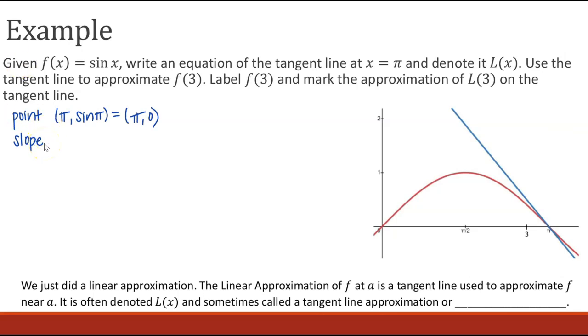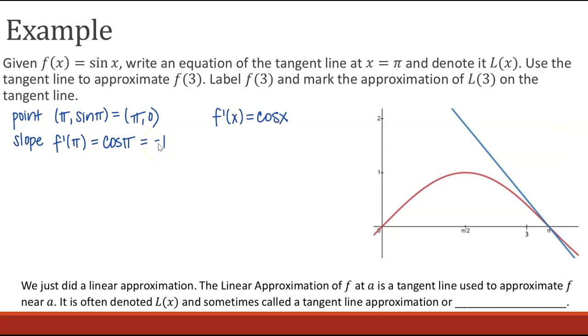And our slope is going to be f prime of pi, the derivative evaluated at pi. So we need to find f prime of x. f prime of x is cosine x. So f prime of pi is cosine of pi, and cosine of pi is -1. So we have our point (pi, 0), that's like our x1, y1, and our slope is -1.